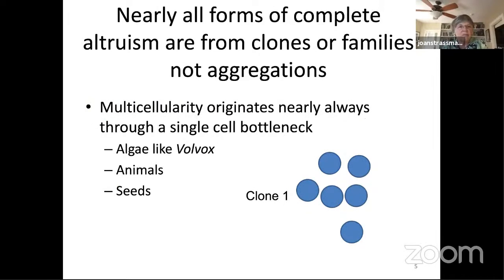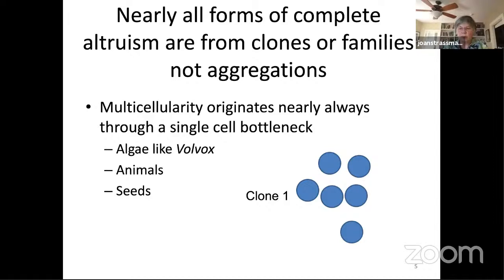And I'll just let you know how I think about this, which is that nearly all forms of altruism are really from clones or families and not from aggregations. And aggregations don't even actually lead to the other, as one can see with the colonial nesting wasps that haven't resulted in the social wasps. So one thing about this kind of multicellularity, if you think of it that way rather than as a larger organism, is that it almost always goes through a single cell bottleneck.